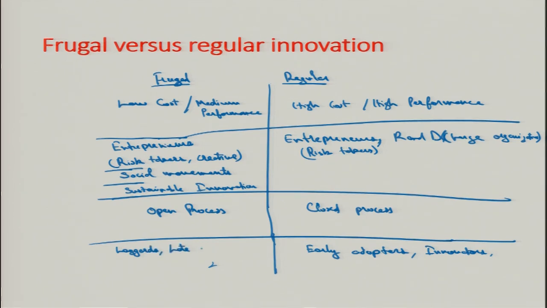Laggards or late followers. So, this is the difference between, this is cost, this is the innovators who actually innovate the sources, who innovates. So, this is the kind of process and this is the users, right.